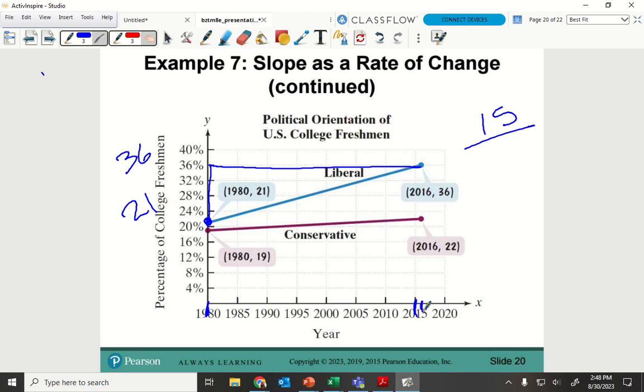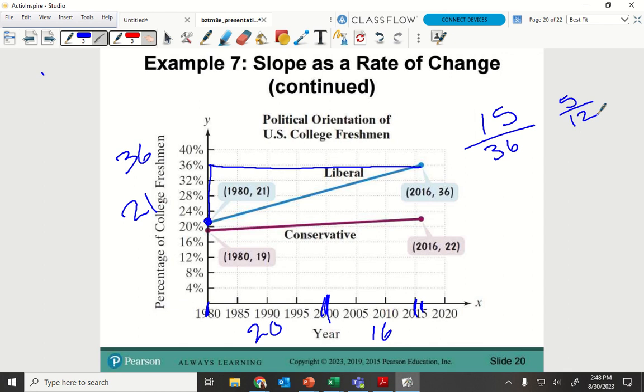Watch this. How far is it from 1980 to 2000? 21. How far from there to 2016? Because we're going to 2016 here, and 16 goes here, so together, 36. So this is an increase of 15 over 36, or I reduce the fraction and get 5 over 12.